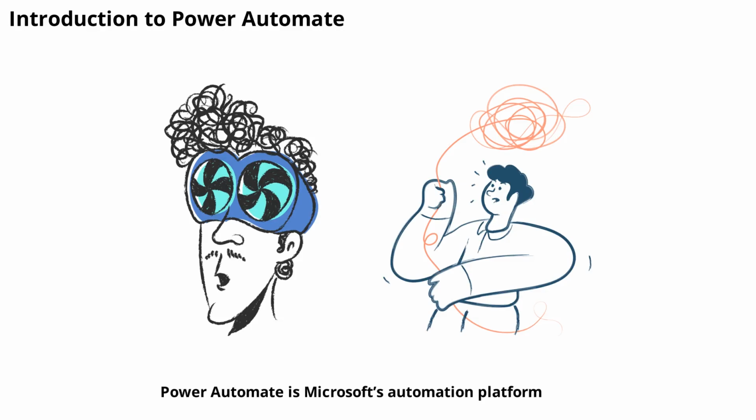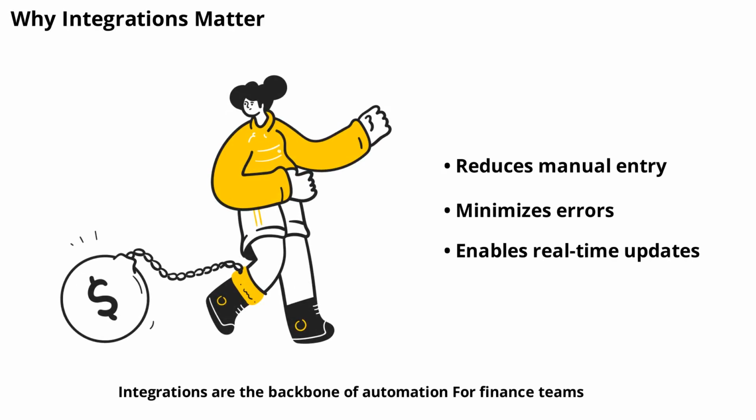Power Automate is Microsoft's automation platform, designed to streamline repetitive tasks and connect various business applications. But what truly unlocks its potential are the integrations it offers. By connecting Power Automate with other tools, finance professionals can automate approvals, synchronize data, and ensure accuracy across systems. Let's dive into the most impactful integrations that can supercharge your finance workflows, making your daily operations smoother and more efficient. Integrations are the backbone of automation.